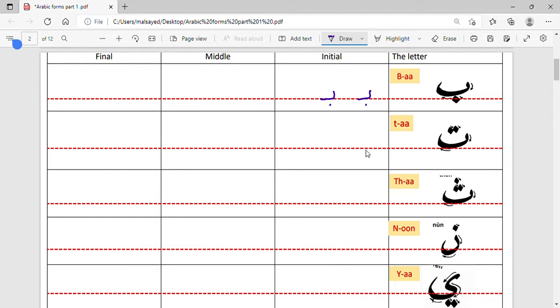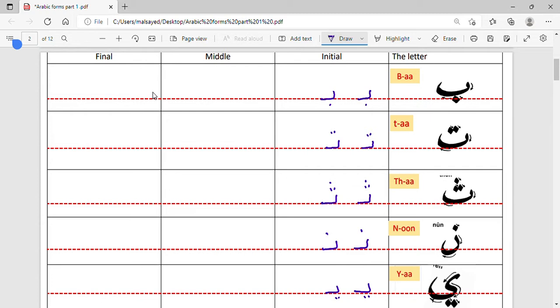We keep the dot. The initial form of the ta, and the initial form of the tha, the initial form of the noon, and the initial form of the ya. You see how similar they look? They almost look identical. The only difference is the dots, the number of the dots, and the position of the dots. Their medial or middle form looks also the same.